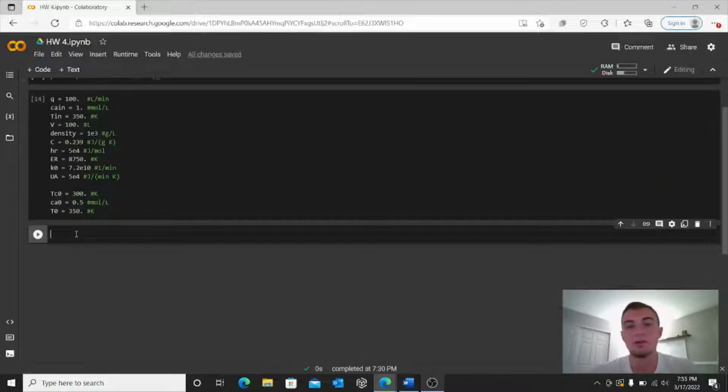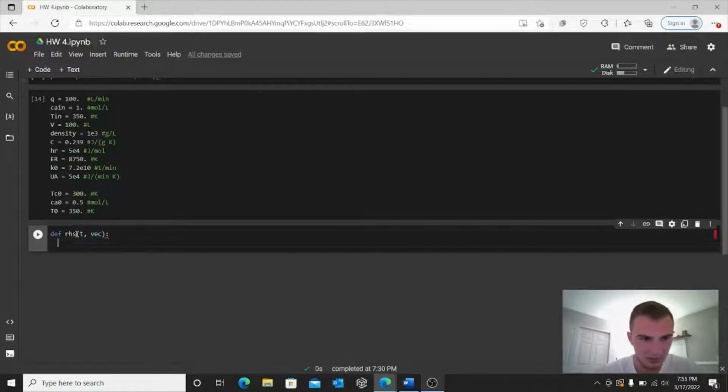So what we need to do here is go ahead and define our right-hand side function. First we will need to supply our independent variable, which will be time. And second we will need to supply a vector of our dependent variables, what we're solving for. So we'll have just a dummy variable here, vec, and we can unpack that vector into what we're solving for. We're solving for the concentration of A and the temperature of our contents, so that'll be equal to vec, just unpacking the vec term.